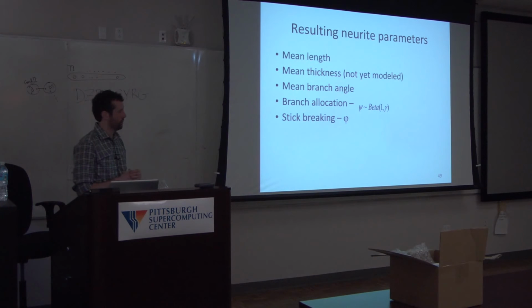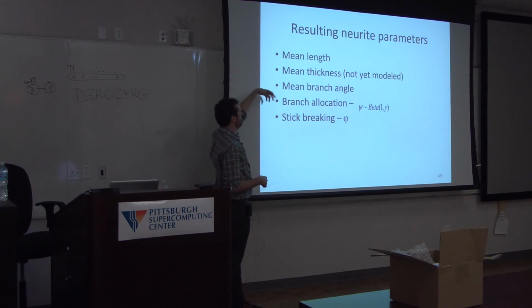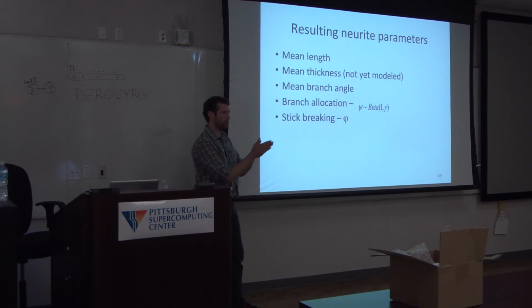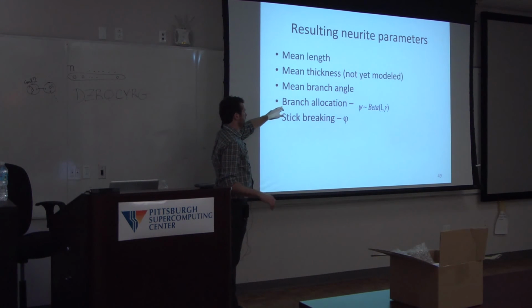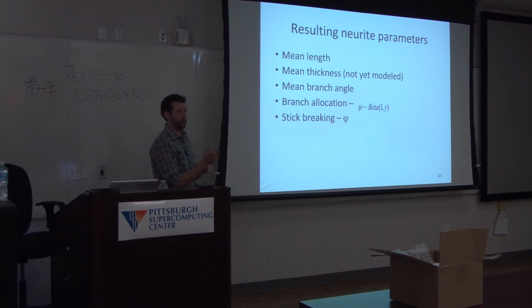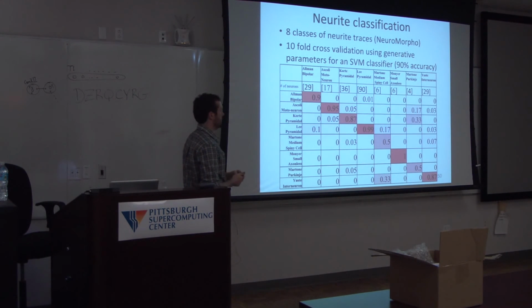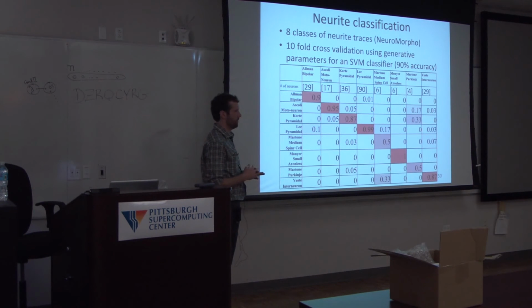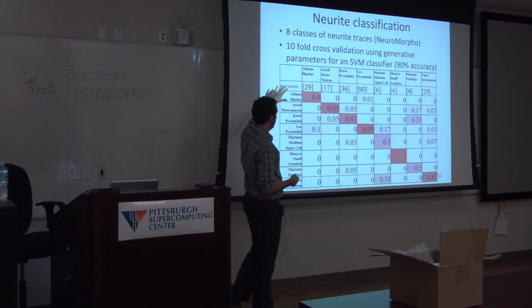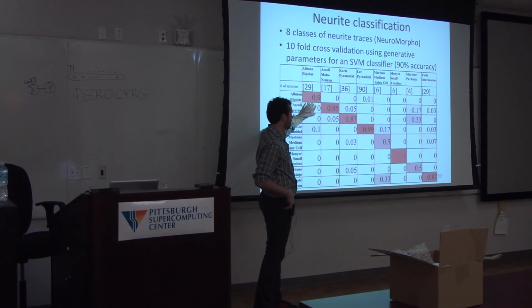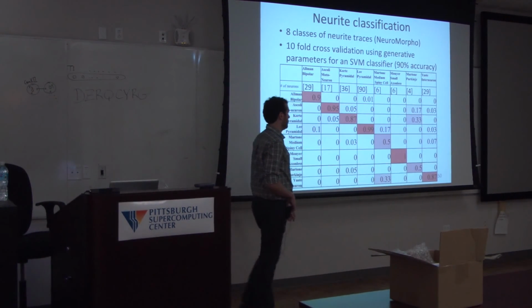Right? And the result is that we get estimates for the length, that total gray bar, the thickness, but we haven't put that in yet. We have a mean branch angle. So every time you branch, of course, you need to know how far apart your branches are. Are they almost linear or are they splayed out? And then those two parameters that I talked about, how much to break it and how much length to allocate to a segment. And so if we do that, this is just to give you an idea that we are able to recognize the differences between different types of neurons with this model. So it's a rather simple model of neurites, but you can see for a number of different types of neurites, we get generally a very high accuracy across the board with some confusion between these two classes here.